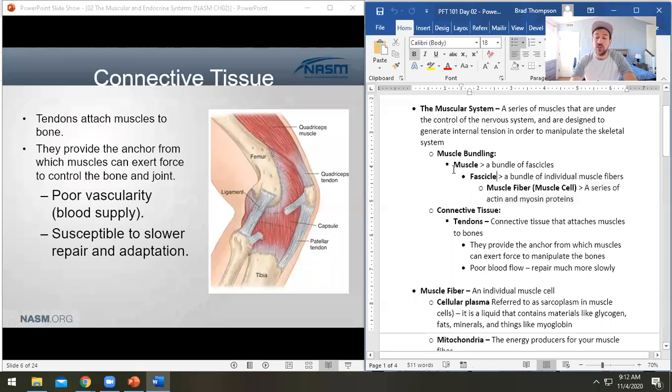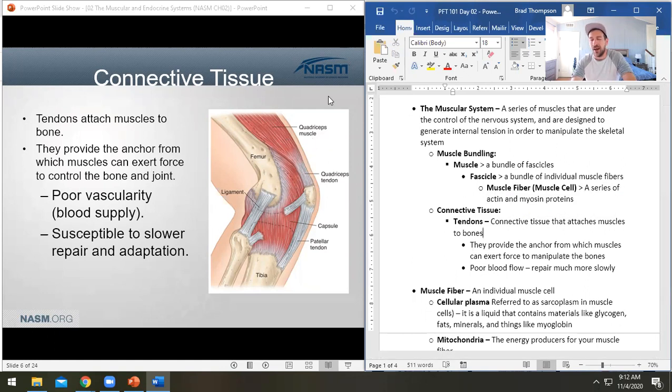And then all of your muscles will eventually end in more connective tissue. And the end of your muscles, that other connective tissue, is what we call tendons, right? And tendons are what attach your muscle to a bone.